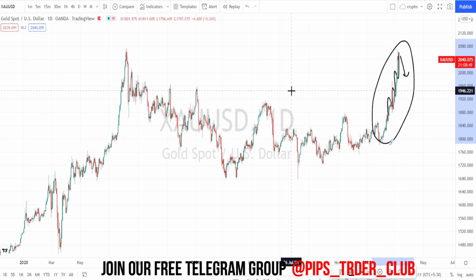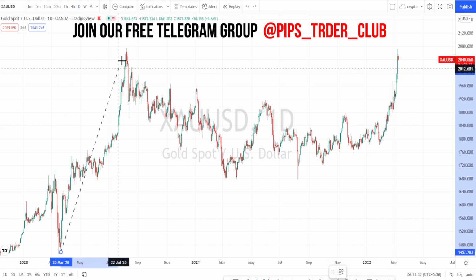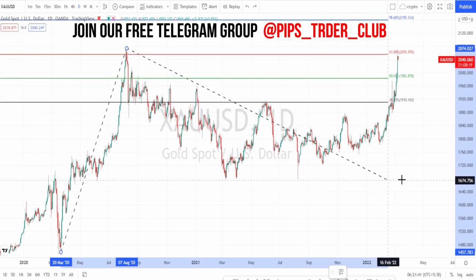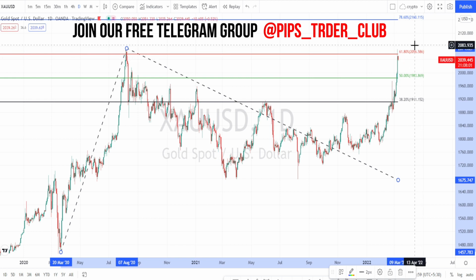When we try to understand what will be the next target, we'll use the Fibonacci extension tool to find the resistance and support levels. This is from where the bullish trend started, this is the highest it went previously, and this is the lowest it has gone previously. When we mark these levels, we can notice that currently the price action is trying to break the 61.80% level in the Fibonacci extension tool, which is around 2056.